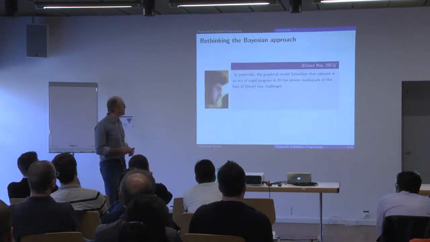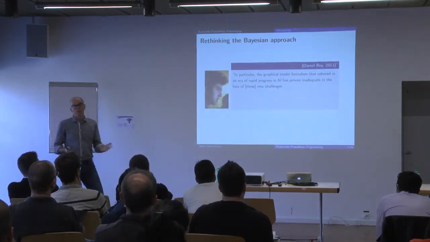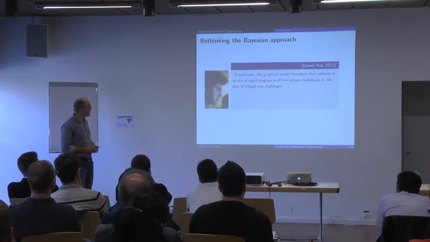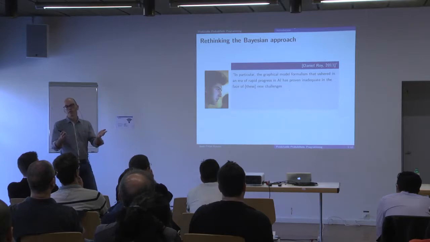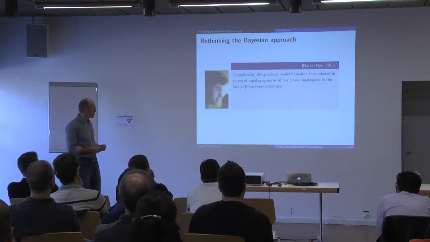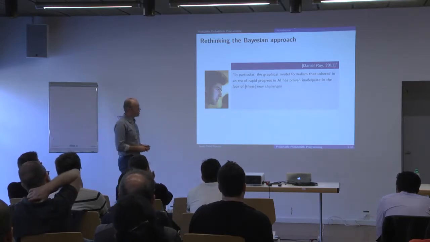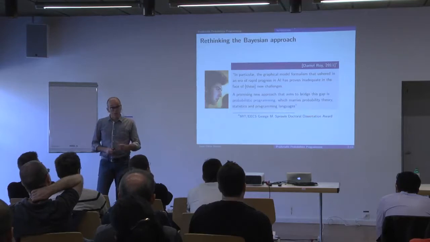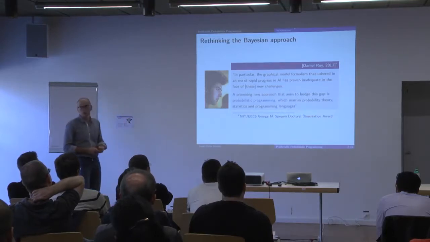And that has been the main reason for people to look at probabilistic programming. Dan Roy at MIT in his dissertation says the following: the graphical modeling formalism that ushered in an era of rapid progress in AI, Bayesian networks, Markov random fields, etc., has proven inadequate in the face of these new challenges, more complex systems. So he says a promising new approach that tries to bridge this gap is probabilistic programming.